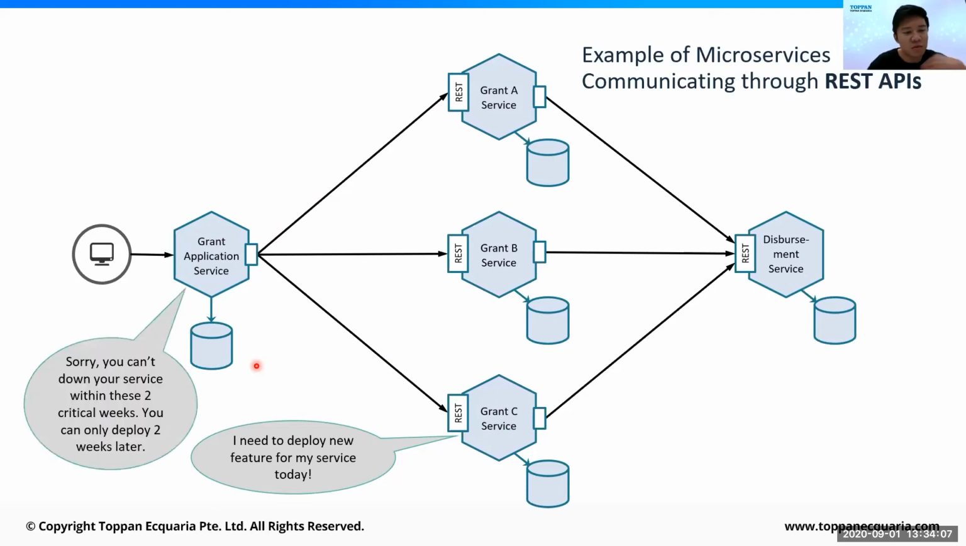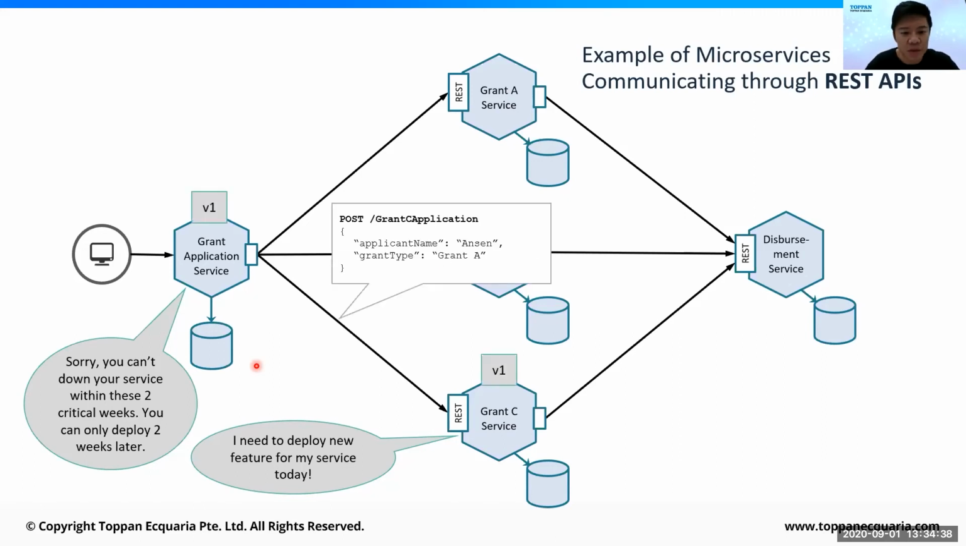So often you see things like, for example, the grant application service will tell you that you can't bring down your services within this critical period, right? Because I need to make sure that within these 2 weeks, all the applications must be able to go through successfully, and there shouldn't be any failures. Sounds familiar? We can't help but ask ourselves why. Right. Let's dive into more detail to help us understand why.